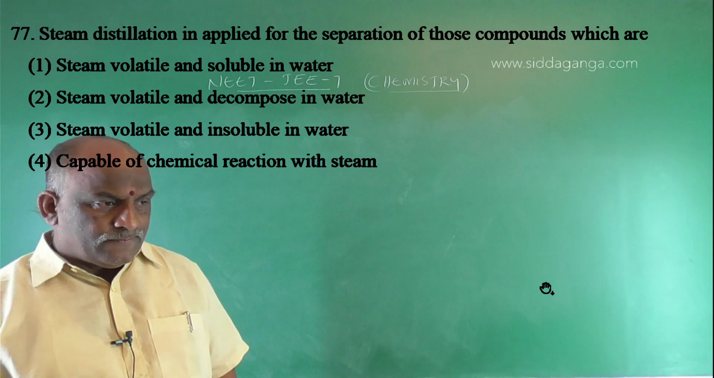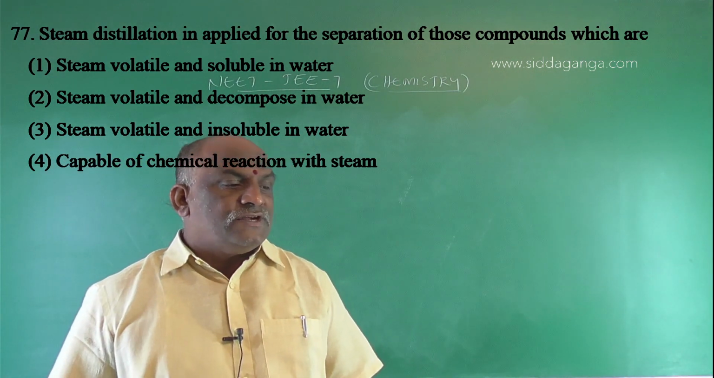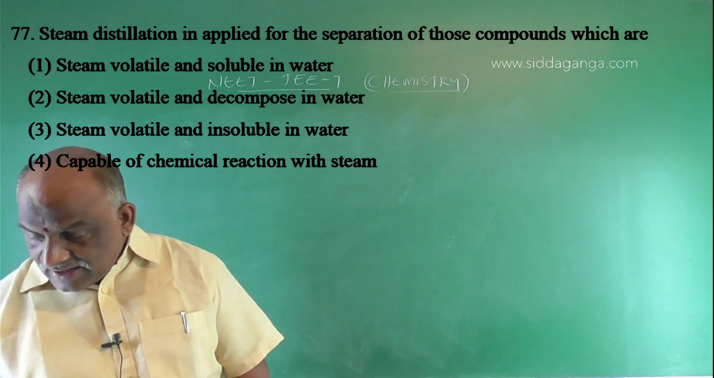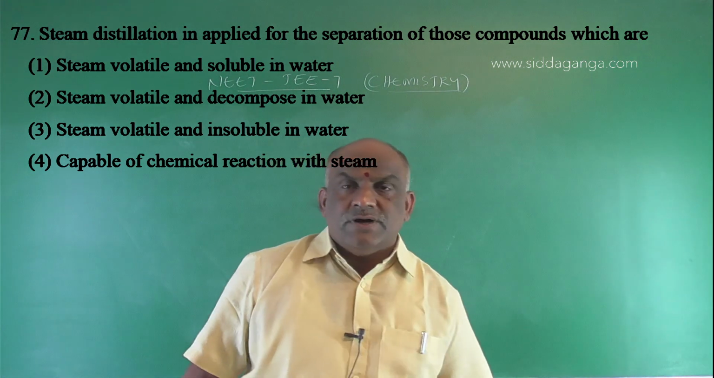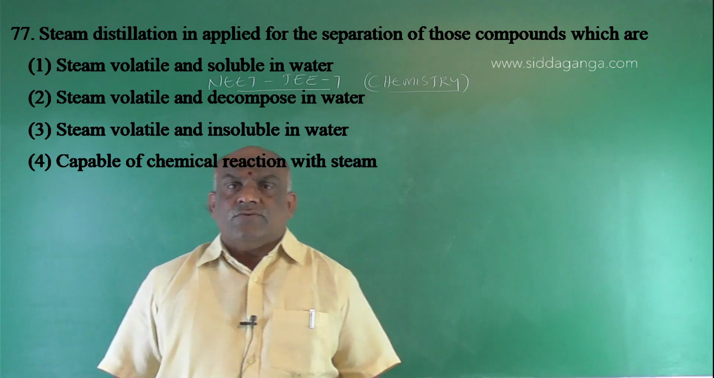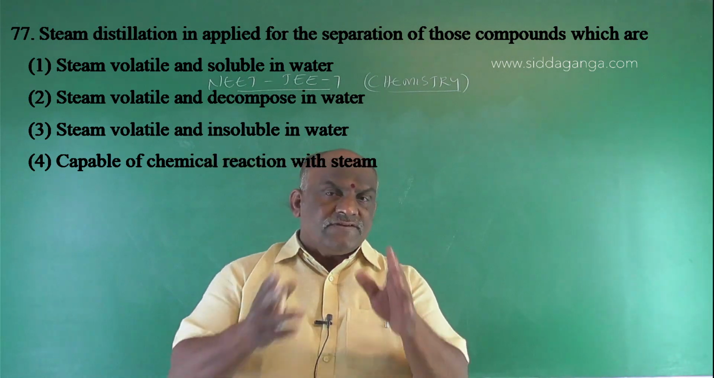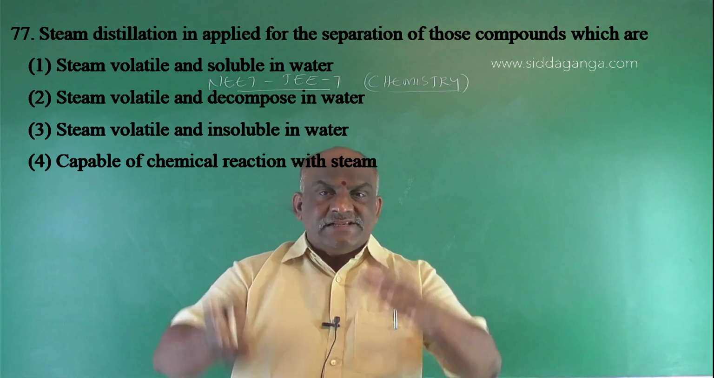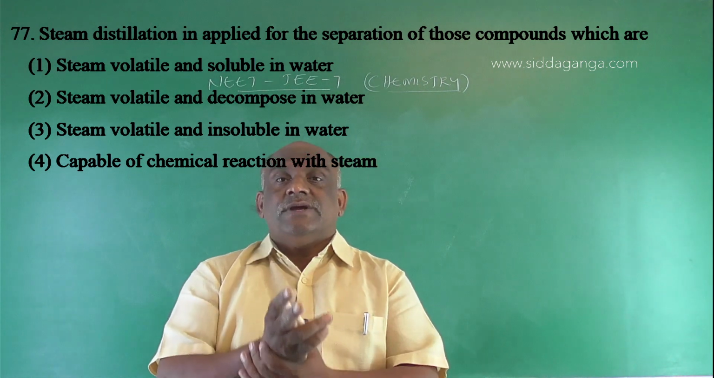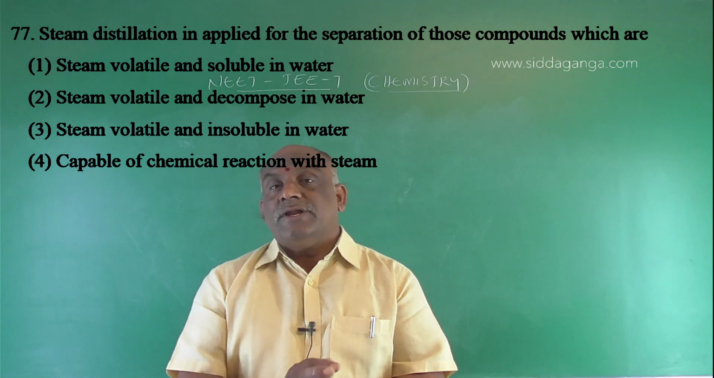And next, steam distillation is applied for the separation of those compounds which are steam volatile and insoluble in water. This point was very important. Steam distillation can generally be applied to orthonitrophenol and paranitrophenol. In the liquid state those are insoluble; once in the gaseous state, they can mix together. So steam volatile and insoluble in water.